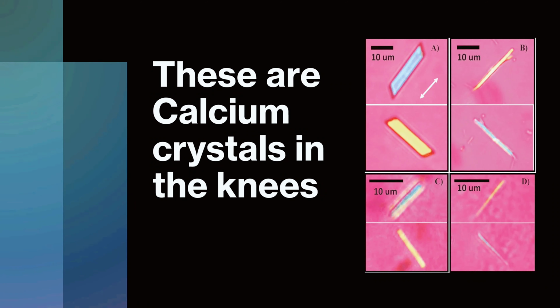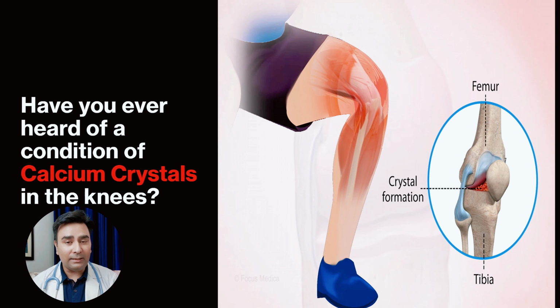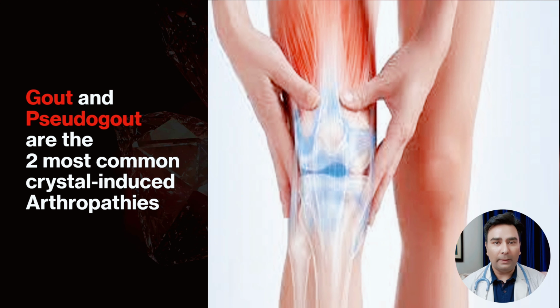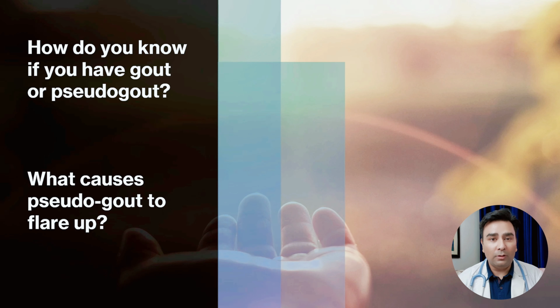These are calcium crystals in the knees. Yes, you heard it right. Have you ever heard of a condition of calcium crystals in the knees? Gout and pseudogout are the two most common crystal-induced arthropathies. So, how do you know if you have gout or pseudogout?